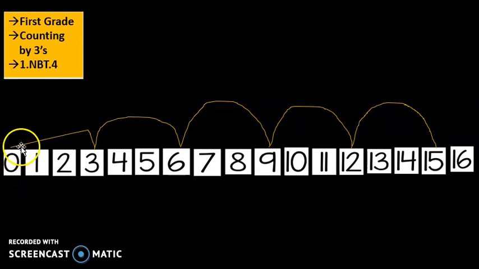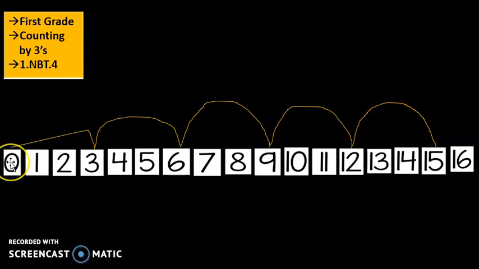Go. 0, 3, 6, 9, 12, 15. Let's do it again. Count with Mr. Begay so we get the hang of this, because if you look here at our objective, we have to count by threes. Here we go. 0, 3, 6, 9, 12, 15. Now, one more time, first graders.